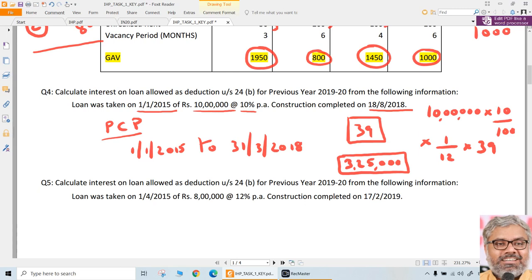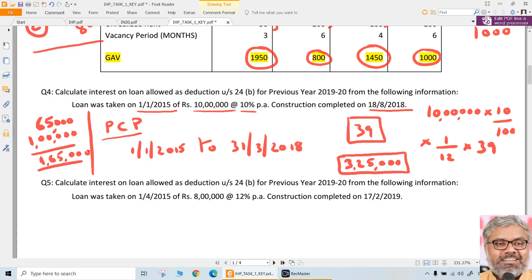Out of that, how much will be allowed as reduction? Only 1/5. So 1/5 of 3 lakhs 25,000 is 65,000. That is pre-construction interest. And in addition to that, current year's interest will be anyway there, which is 1 lakh. How do we know 1 lakh? That is same. 10 lakhs into 10%. So 1 lakh. So total interest that can be allowed as deduction under section 24B would be 1,65,000.